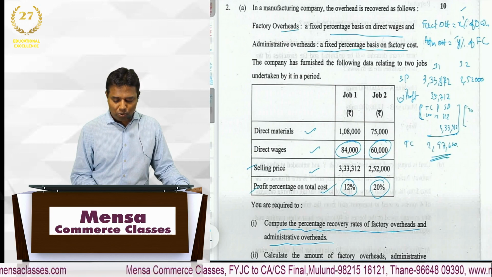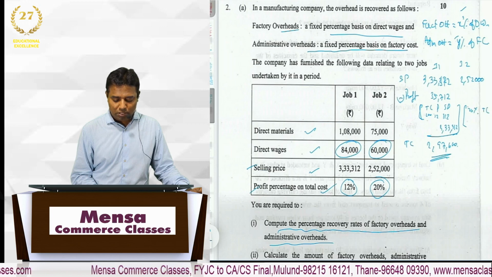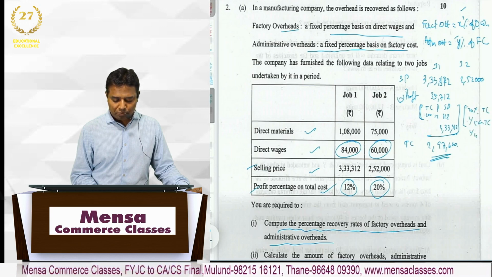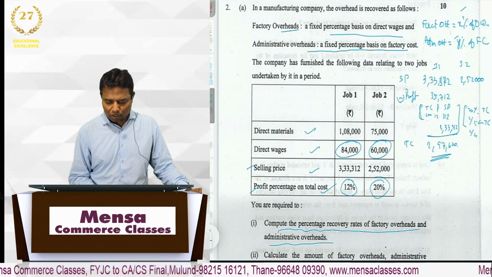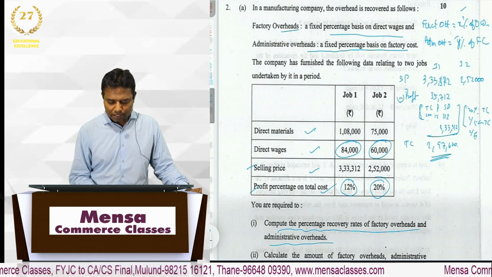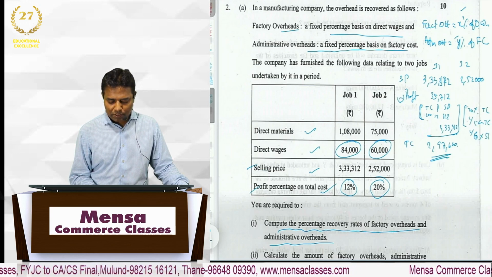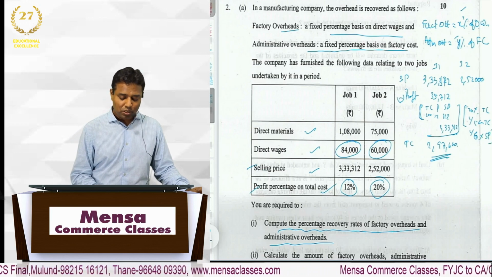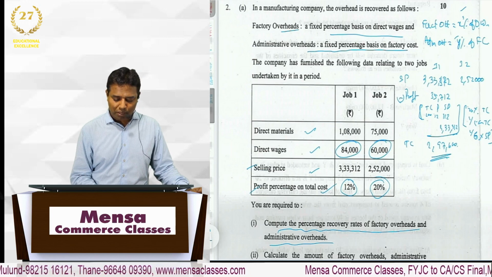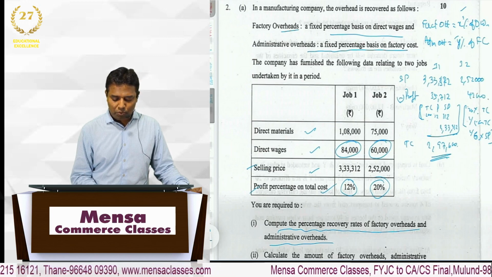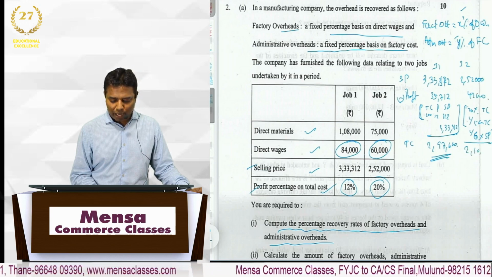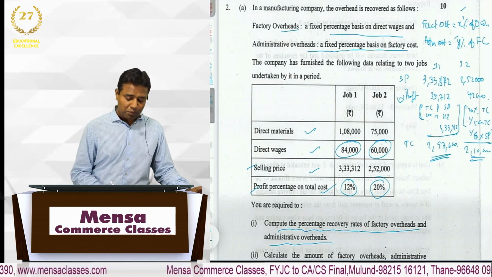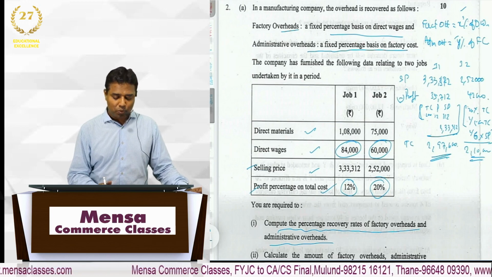Next, here the profit is 20% on cost. As we all know, 20% on total cost is 1/5 on cost, which is nothing but 1/6 on selling price. So 2,52,000 into 1/6 will give you 42,000. So this will come to 2,10,000 total cost. Done. Okay.